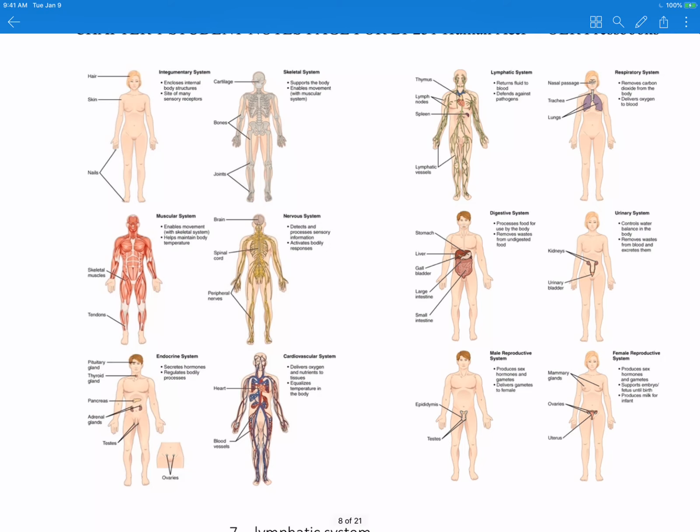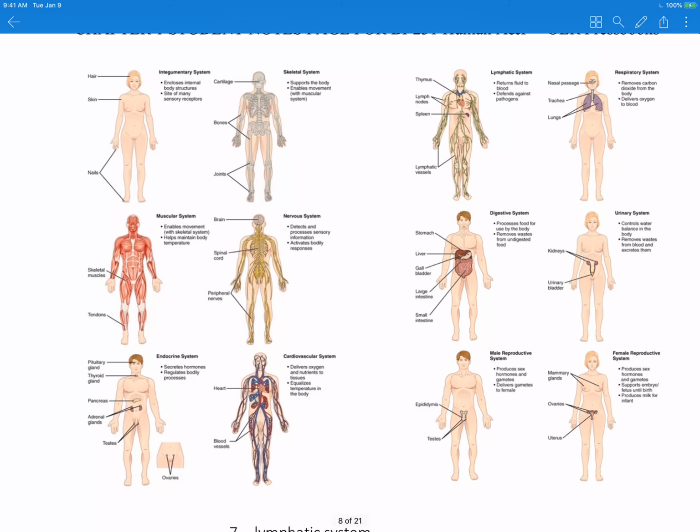The ninth major organ system would be the digestive system. The digestive system functions to process our food, and then we use that food for energy. The digestive system maintains a pretty constant nutrient level in the body, and it removes undigested food waste from the body.